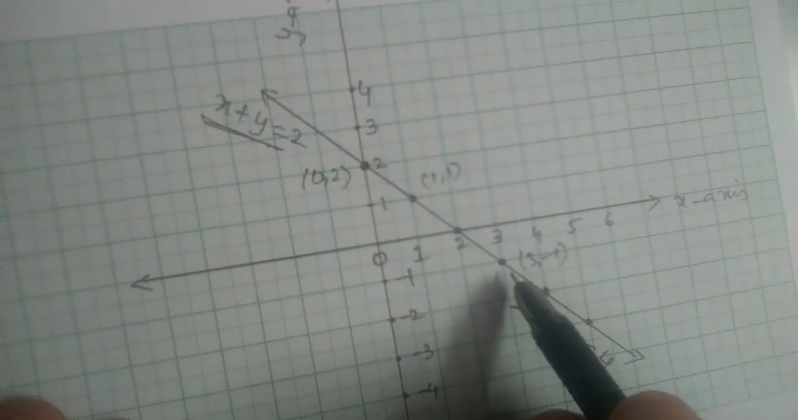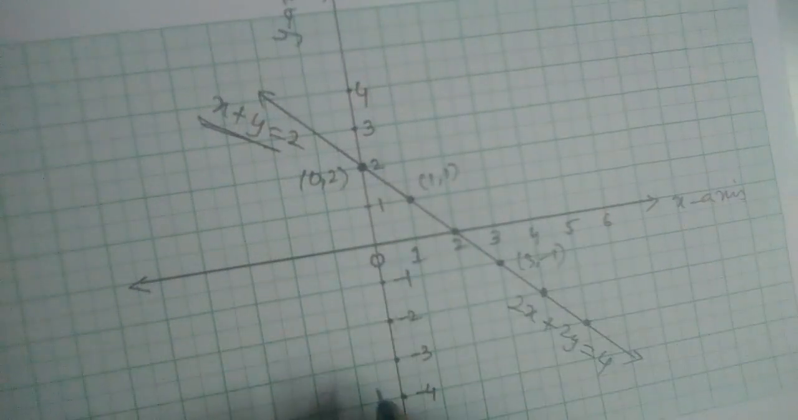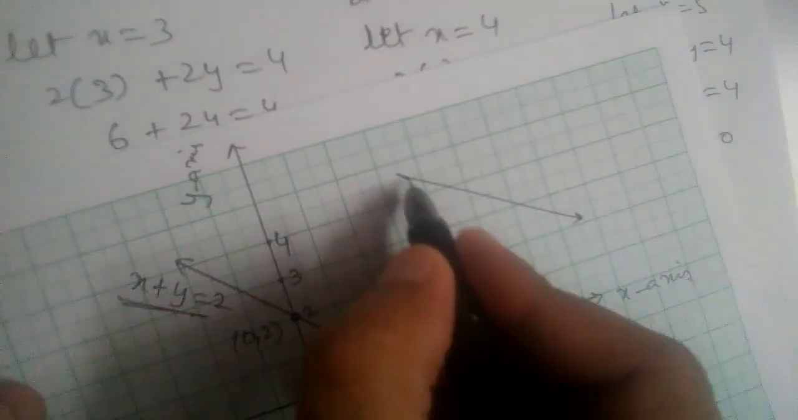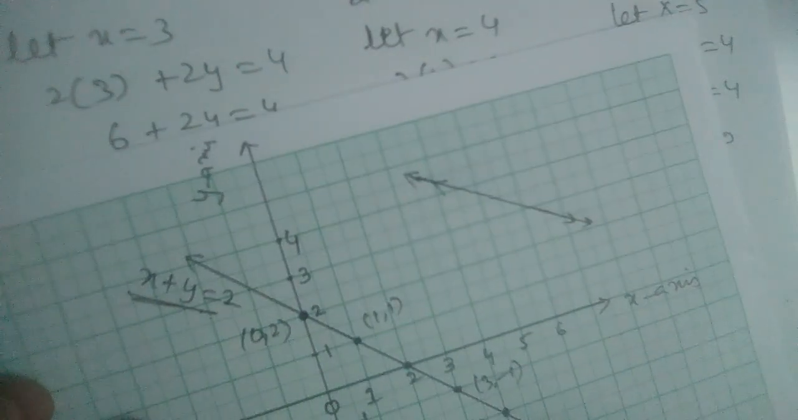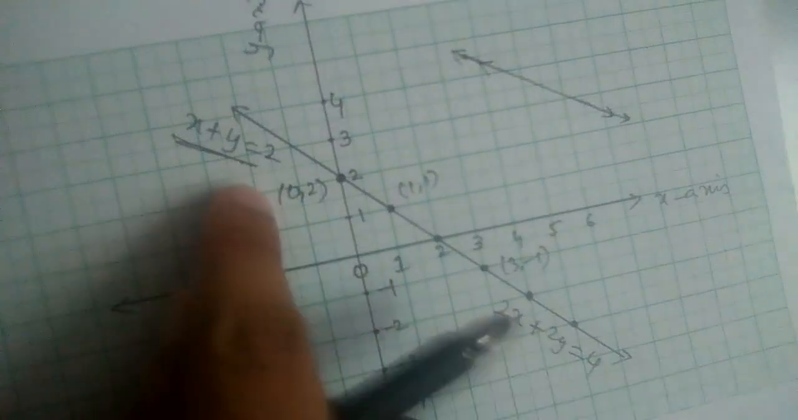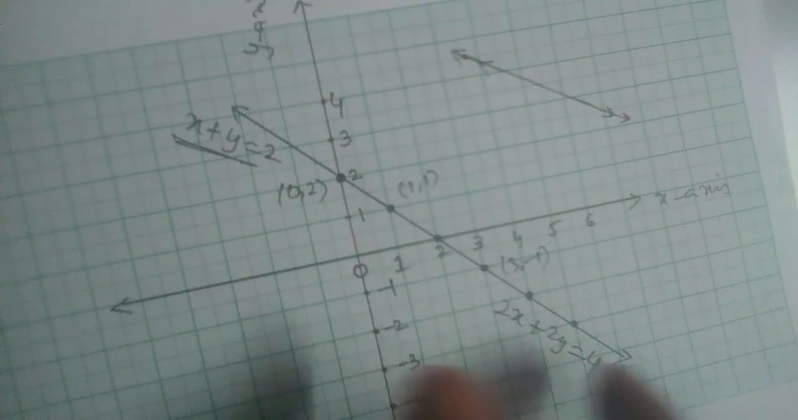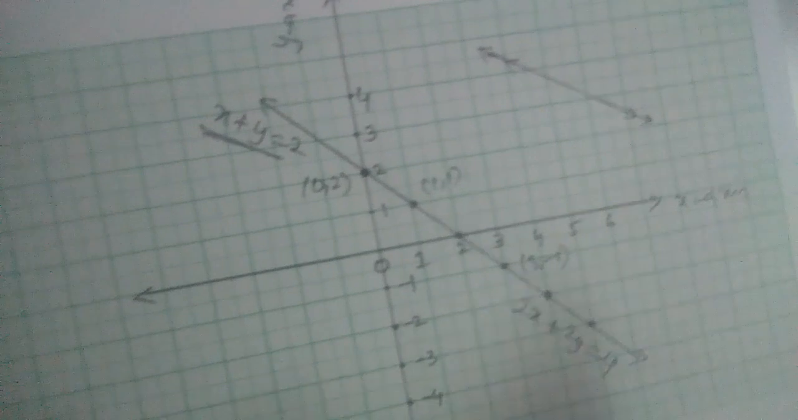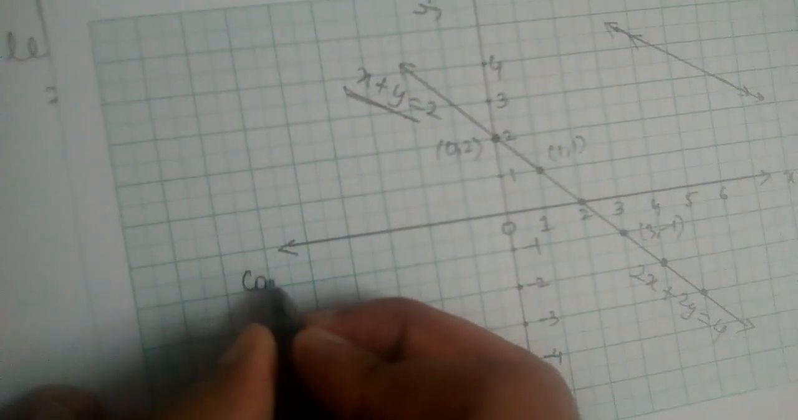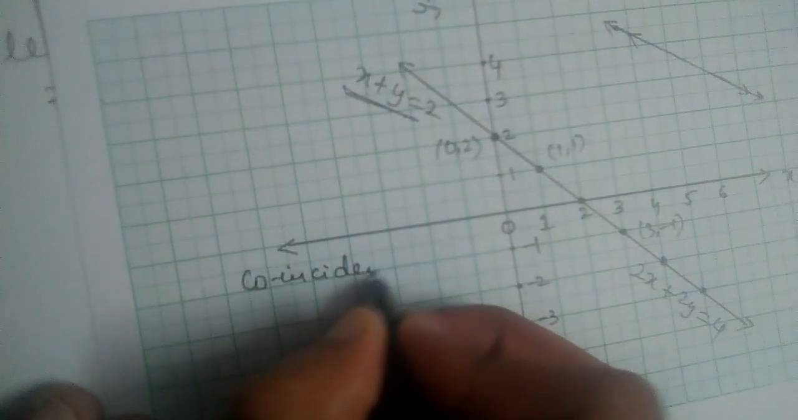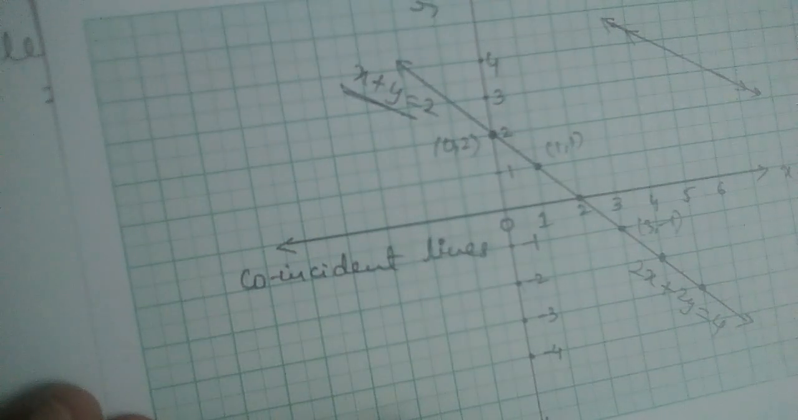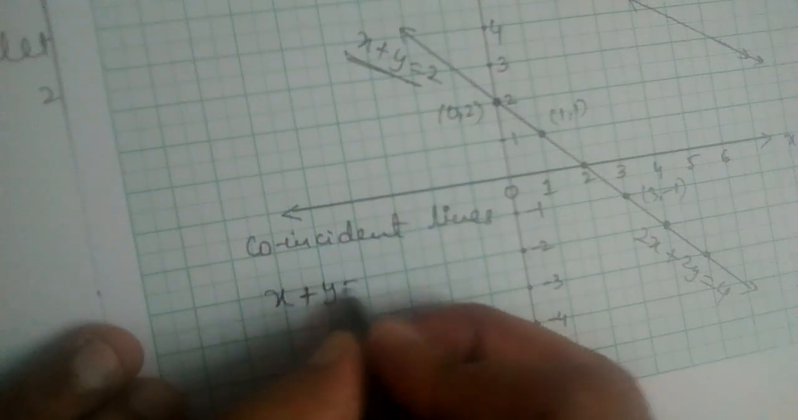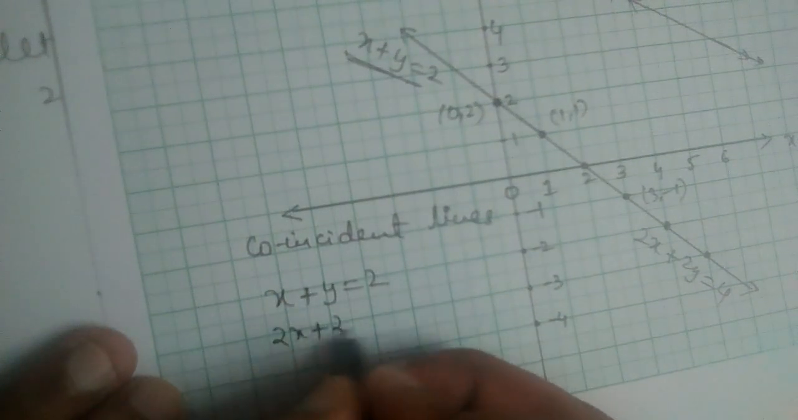So these two lines are lying on each other, right? So it is like this. First we have one straight line, and on the same straight line we have another straight line. Which means these two straight lines are actually one line only. Or we can say these two lines are coincident lines. This x plus y is equal to 2 and 2x plus 2y is equal to 4 are coincident lines.